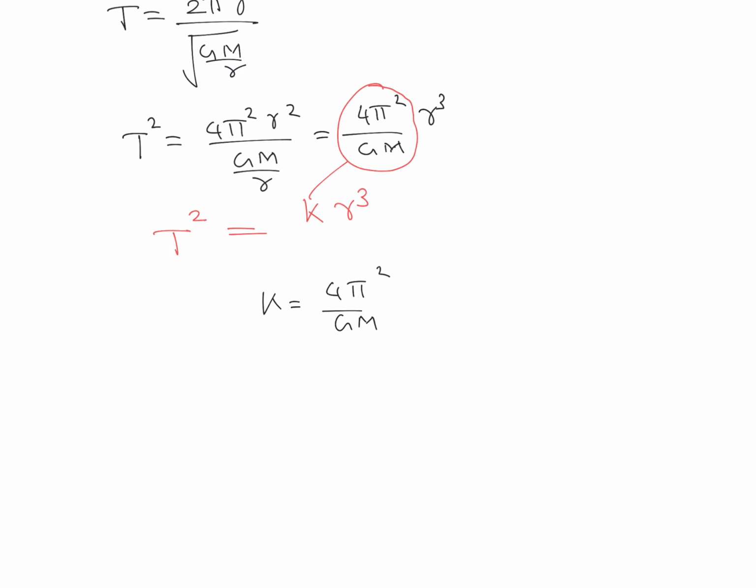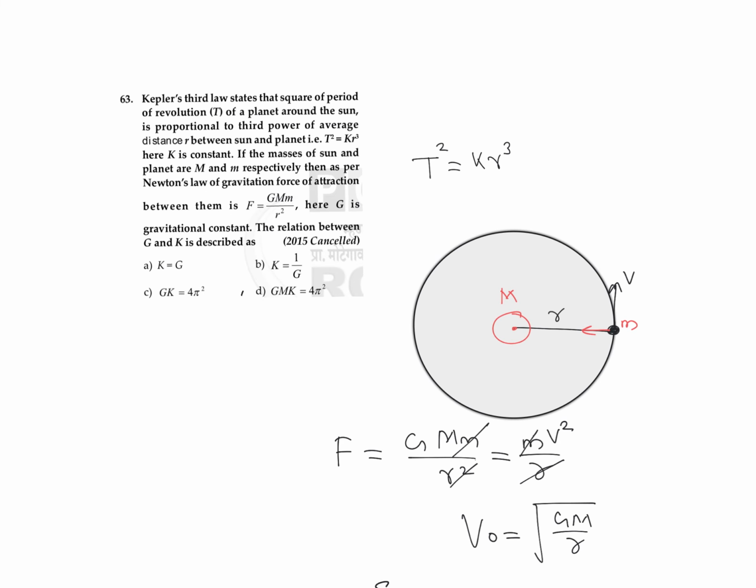So the relation between k and G is k equal to 4 pi square by GM. According to the options, we can write G into k is equal to 4 pi square divided by M, or G into k into M is equal to 4 pi square. So according to the options, option D is correct.